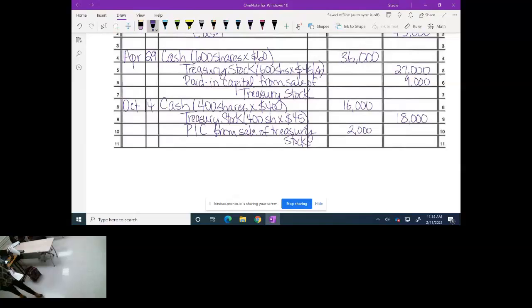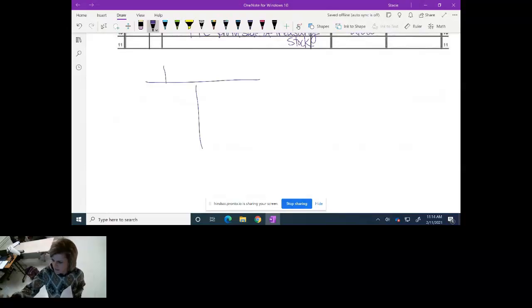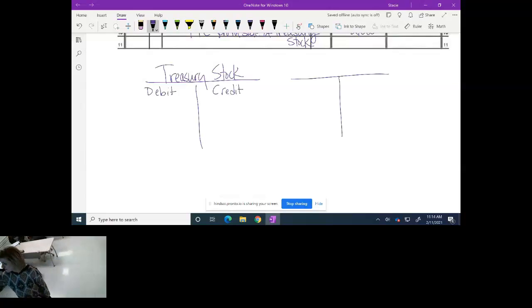Okay, one thing I showed the 8 o'clock class too was just to kind of visualize this, so you can see what we're doing. Y'all remember any of this? T charts, T accounts? Mm-hmm. Yeah, maybe.